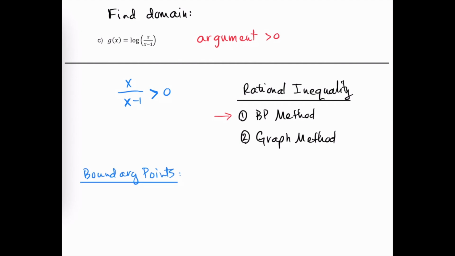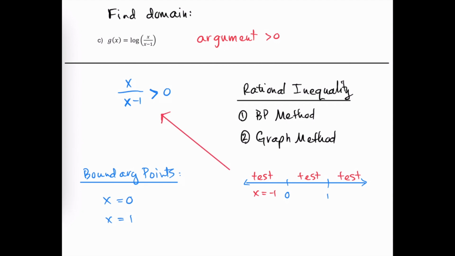The boundary points are going to be obtained from looking at the zeros of the numerator and the zeros of the denominator. We then take these two boundary points, plot them on the number line, and test values inside each of the resulting intervals. So let's test x is equal to negative 1 back into the inequality to see if the values in that interval make the argument positive. When plugging negative 1 in for x, we get negative 1 on the top over negative 2 in the bottom, which is positive 1/2, and therefore this interval works.